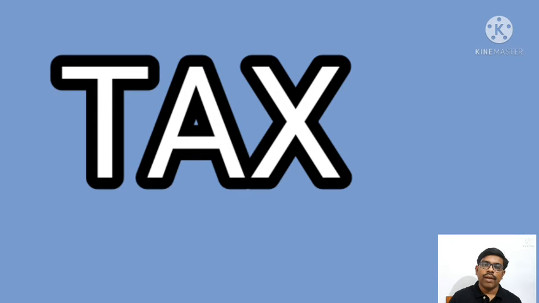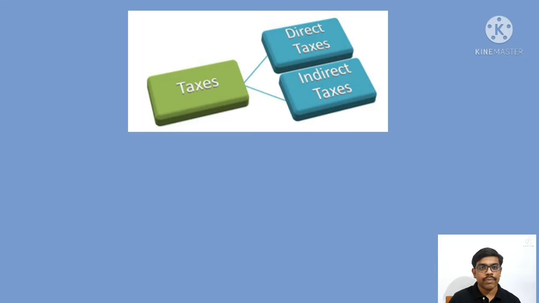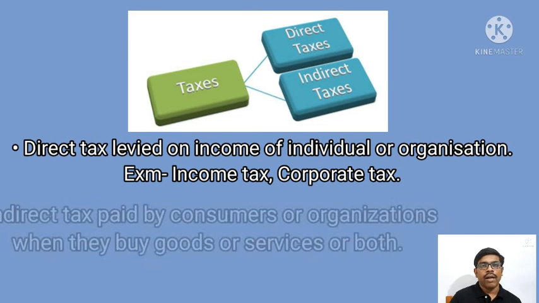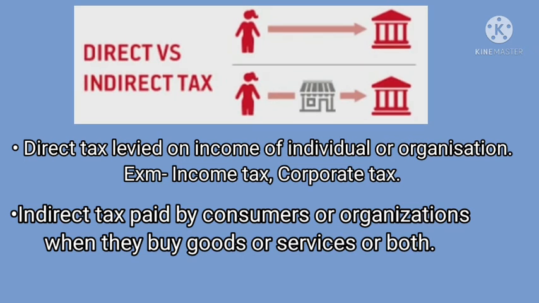Okay. In India, there are two types of taxes, direct taxes and indirect taxes. Now, what is called direct taxes? Direct tax is levied on the income of an individual or organization. The tax levied on an individual is called income tax, and the tax levied on the income of an organization is called corporate tax. Okay. Now, I will talk about indirect tax. Indirect tax is paid by the consumer or organization when they buy goods, services or both. Direct tax is paid to the government directly, but the indirect tax is paid to the government indirectly.